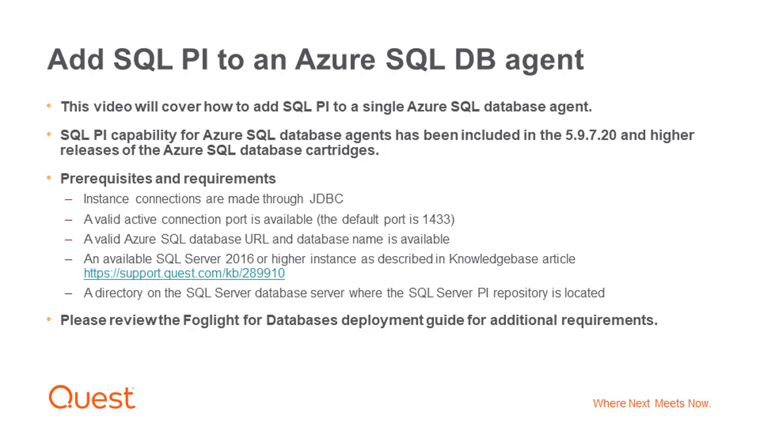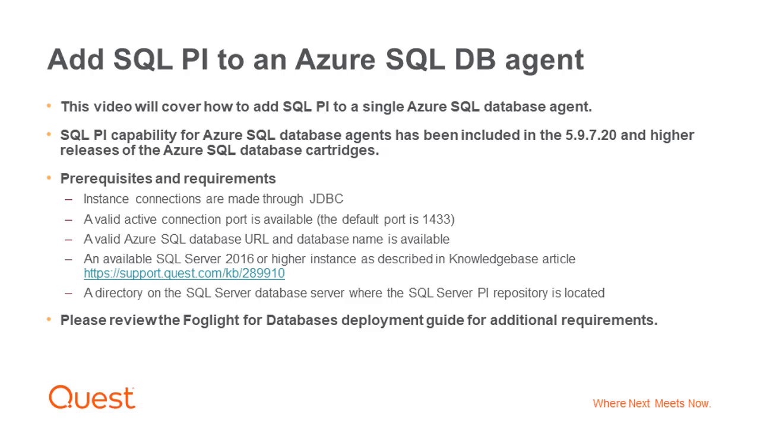SQL PI capability for Azure SQL database agents has been included in the 5.9.7.20 and higher releases of the Azure SQL database cartridges. The prerequisites and requirements include that instance connections are made through JDBC. A valid active connection port is available. The default port is 1433. A valid Azure SQL database URL and database name is available.